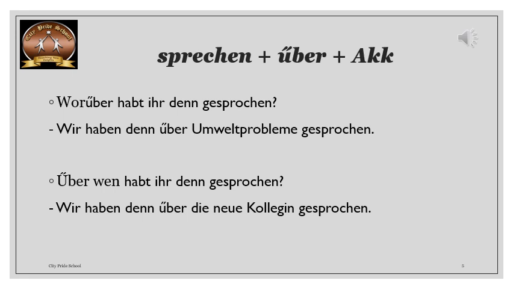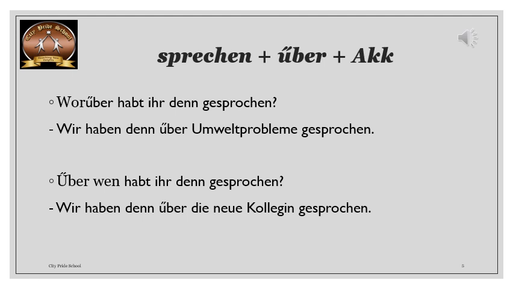Sprechen über plus accusative is a verb with fixed preposition. So let's read the first example. Worüber habt ihr denn gesprochen? About what have you spoken? Wir haben denn über Umweltprobleme gesprochen. Umweltprobleme bedeutet environmental problems. We spoke about environmental problems.